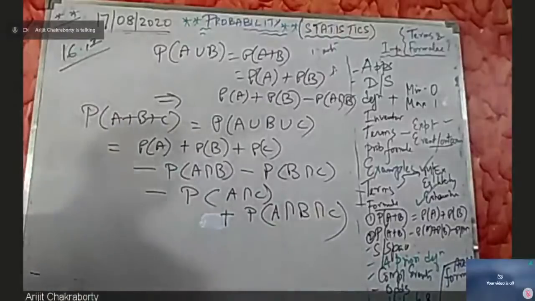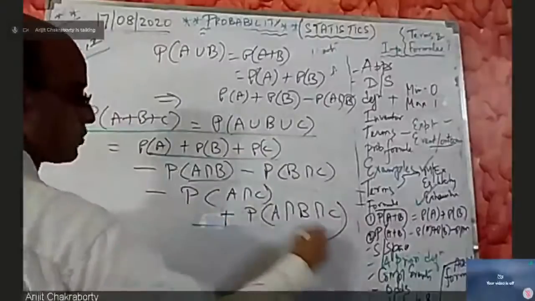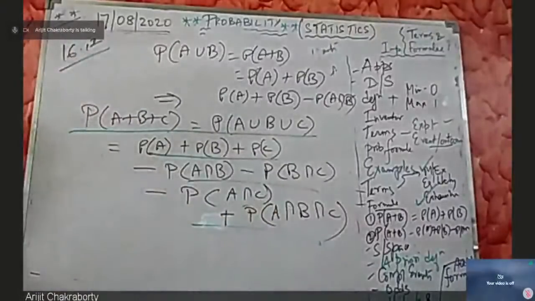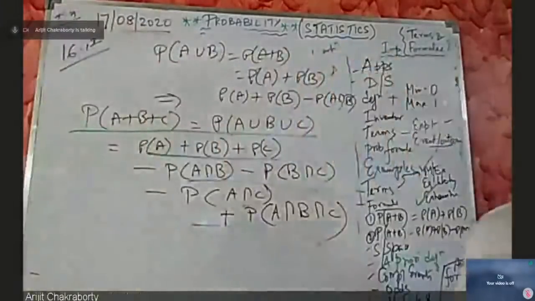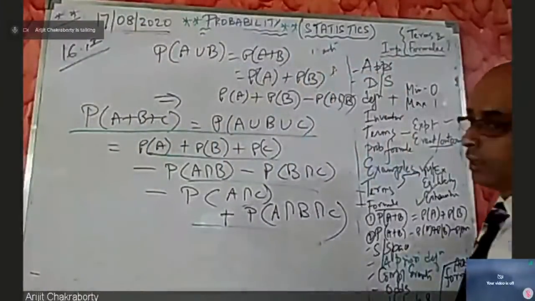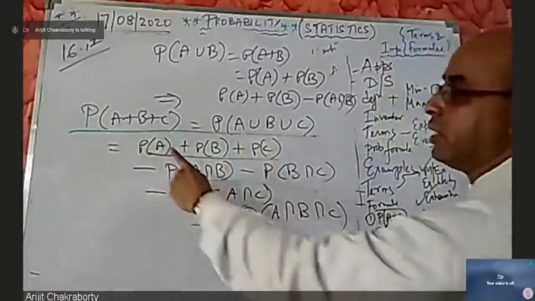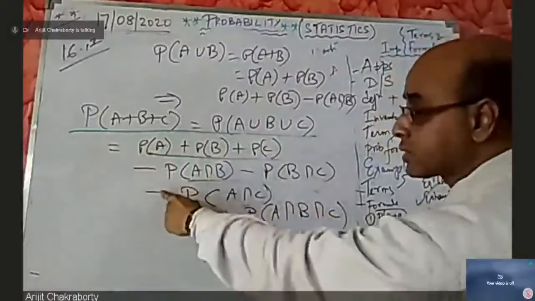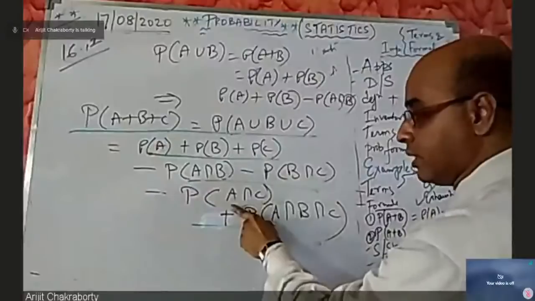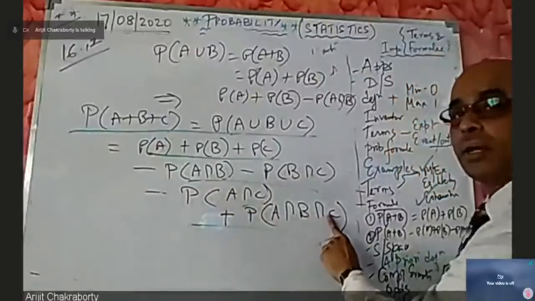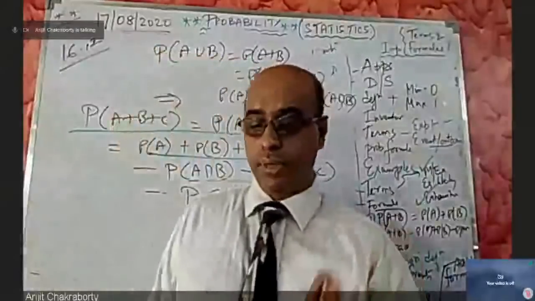Please have a look at this. I think this formula is now clear. This we have done earlier also in the chapter on sets, relations and functions. So P(A union B union C) is the individual probabilities minus the common probabilities AB, BC, AC, plus we add the common part of the three sets A, B and C.